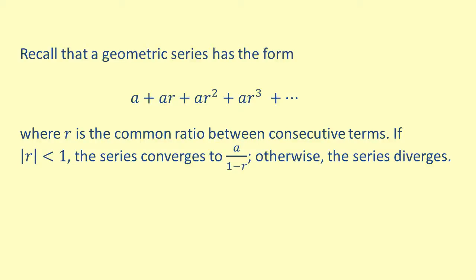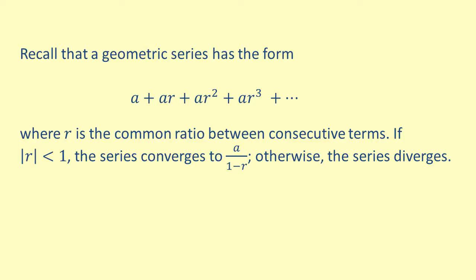Geometric series can be used to express repeating decimals as fractions. Recall that a geometric series is given by a plus a times r plus a times r squared plus a times r cubed, and so on, adding each term together, where r is the common ratio between consecutive terms.